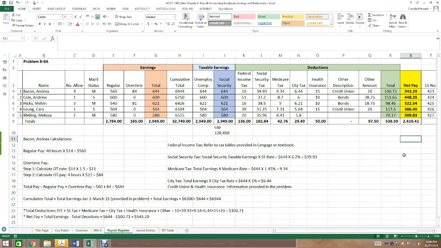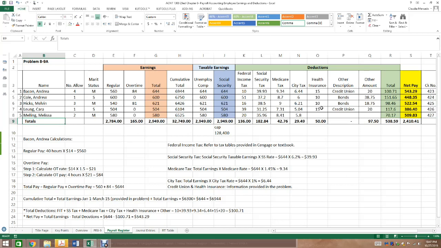Now, when you're doing your homework, make sure that you read the specific instructions provided in Cengage. They explain to you how to round, and they explain how to enter the information, because they are very specific as to how you enter the information in the system. So make sure you're aware of that and you read the instructions for each of the problems. Now, I need my totals so I can prepare my journal entries.